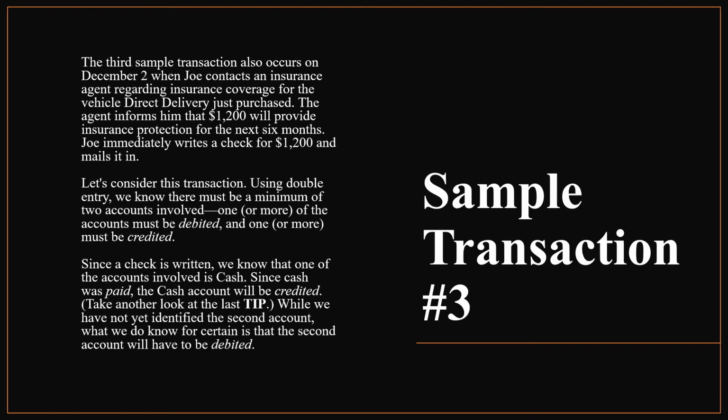Let's consider this transaction. Using double entry, we know there must be a minimum of 2 accounts involved. 1 or more of the accounts must be debited, and 1 or more must be credited. Since a check is written, we know that one of the accounts involved is cash. Since cash was paid, the cash account will be credited. Take another look at the last tip. While we have not yet identified the second account, what we do know for certain is that the second account will have to be debited.